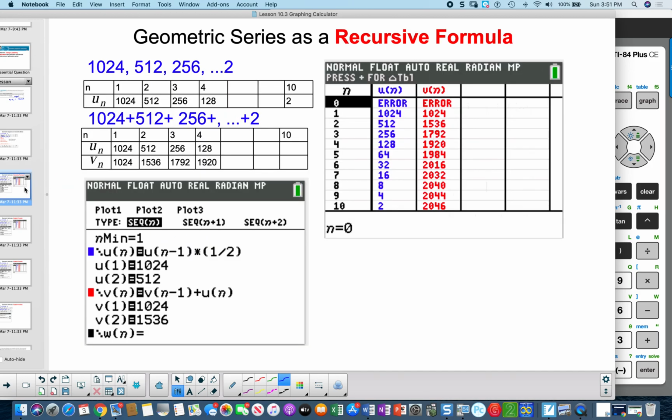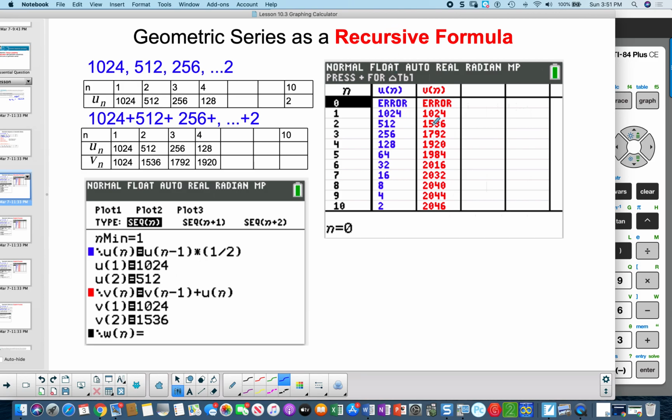Let's take a look at how we'll do that on our calculator with a recursive formula. So to get all of these values, what you're doing is taking the previous value and multiplying by a half. And our first value is 1024, and then the second is 512. So that's how we get the sequence.